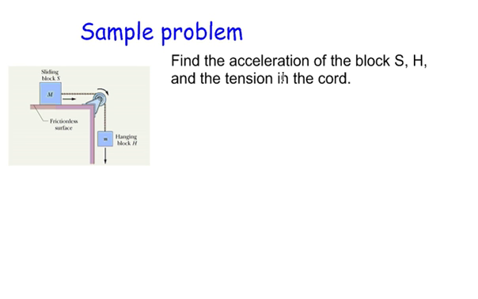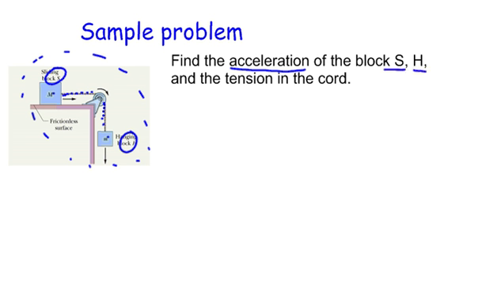Well, the first thing to think about is that block H and block S, if we create this closed system, are going to be accelerating at the same rate. They must be accelerating at the same rate. Otherwise, the rope would become slack. We know that the rope is going to be tense, so that every piece of the rope is accelerating at the same rate. So the two masses must be accelerating at the same rate. So this is going to be equal.